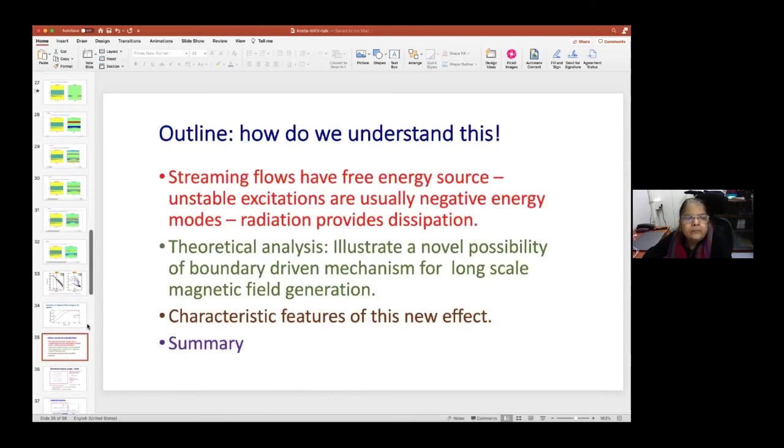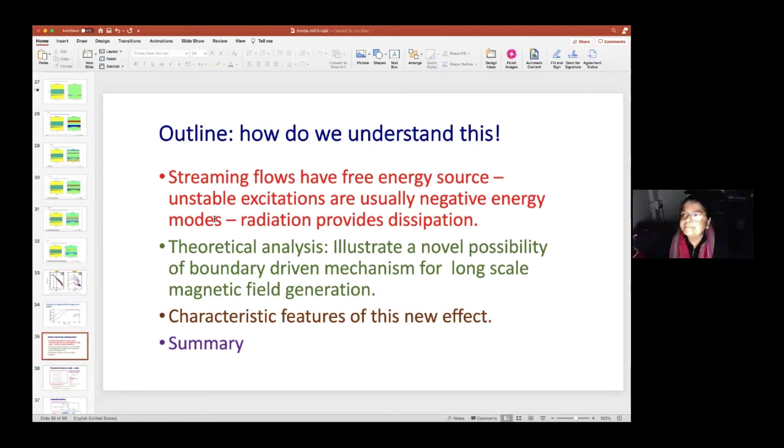So how do we understand it? Actually, the streaming flows have a lot of free energy, and unstable excitations are usually negative energy modes. In fact, what was happening in the case where we chose a finite current imbalance was that the currents were oscillating and acting like an antenna. That antenna radiated waves, and because of the loss of energy from radiation, the radiation was providing dissipation in the system.